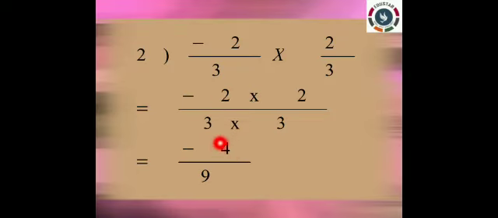So 2 twos are 4, minus 4. 3 threes are 9. Positive into positive number we get positive number. So the answer is minus 4 by 9. Minus 4 by 9, no common factor. So the answer is minus 4 by 9.